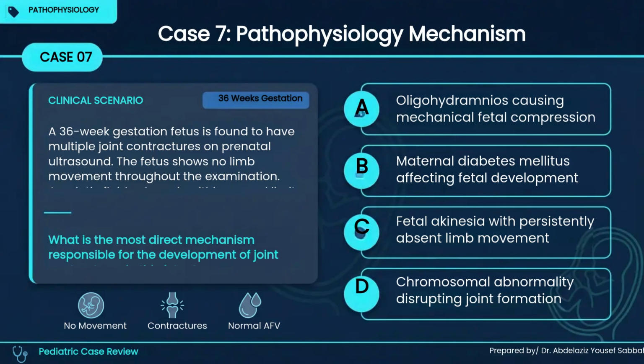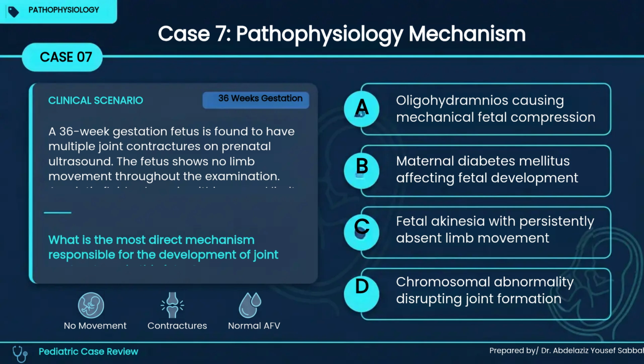Case 7. A 36-week gestation fetus is found to have multiple joint contractures on prenatal ultrasound. The fetus shows no limb movement throughout the examination. Amniotic fluid volume is within normal limits. What is the most direct mechanism responsible for the development of joint contractures in this fetus?